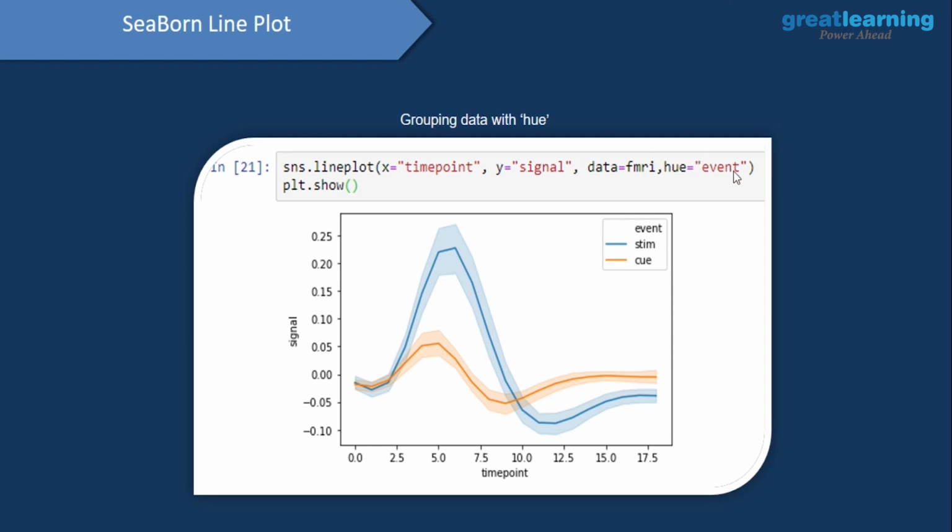And since we have two events over here, the stem event and the queue event, this blue color line represents the stem event and this orange color line represents the queue event. If we look at this blue line, you would see that till the time point of 5 seconds, the signal value goes up to maybe 0.2 and then it drops down to minus 0.1. And similarly, if we look at this queue event, you see that the peak is not so high. For the stem event it was almost 0.2, and for queue it is only 0.05.